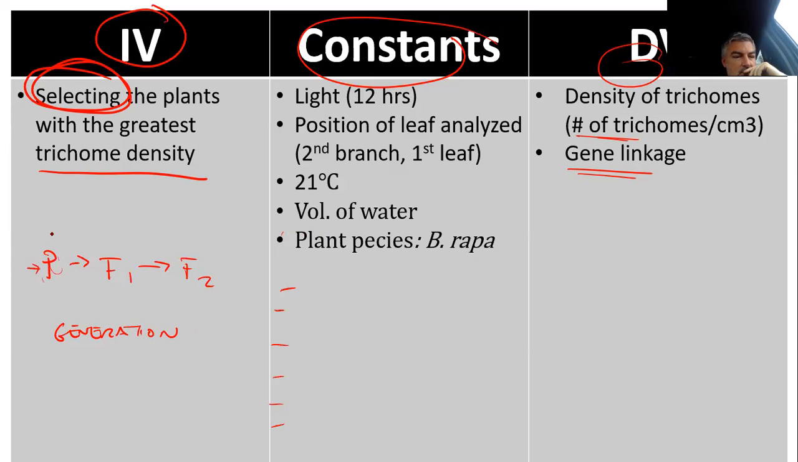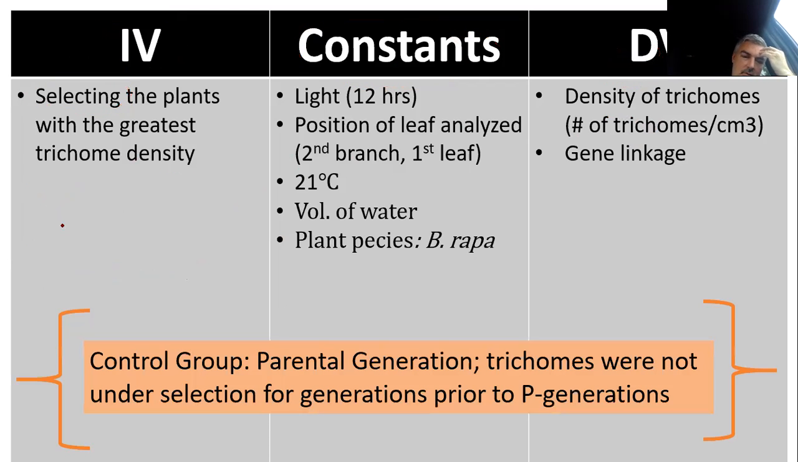Well, these are our seeds. We use seeds to get these. Did these plants have parents? Do you think? Yes, they had to have, unless they sprang out of the ground, right? Which is not possible. So these seeds, they did have parents. Since their parents weren't under selection, this was our control, the P generation. Trichomes were not under selection prior to the P generation. So that is the control group.